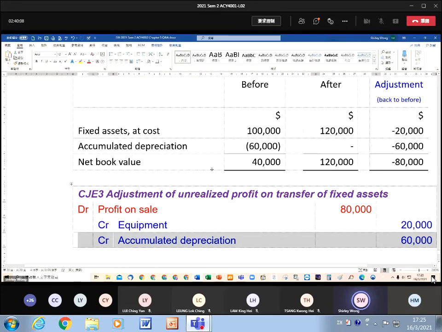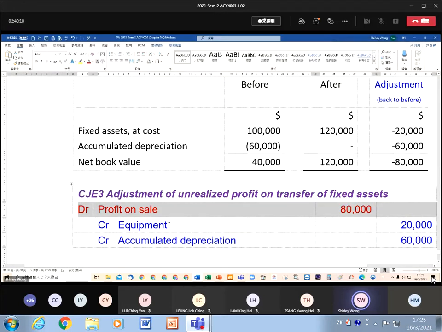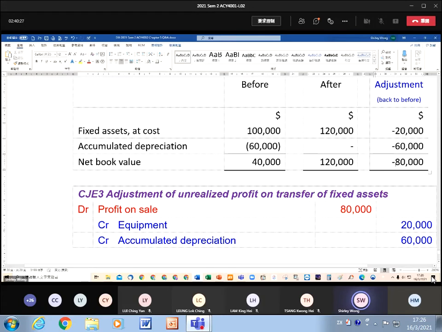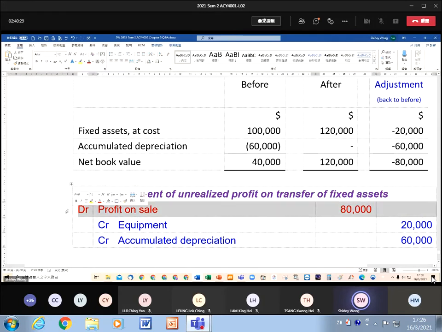For the net book value, originally it is 40,000. Now after the transfer, it becomes 120,000. It has increased 80,000, so you need to reverse the profit. This increase represents the profit. You can also use this vertical format to find out the difference and then think about the transaction. Another easiest way is profit will be debit, accumulated depreciation will be credit, and then the remaining will be the equipment.